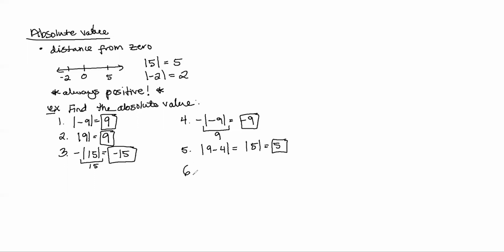Number 6, we have the opposite of the absolute value of 32 minus 2. Again, simplify on the inside, keep everything else the same. So keep the minus, or the opposite of, keep the absolute value. Sorry, 32 minus 2 is 30. The absolute value of 30 is 30, and the opposite of that, so -30.